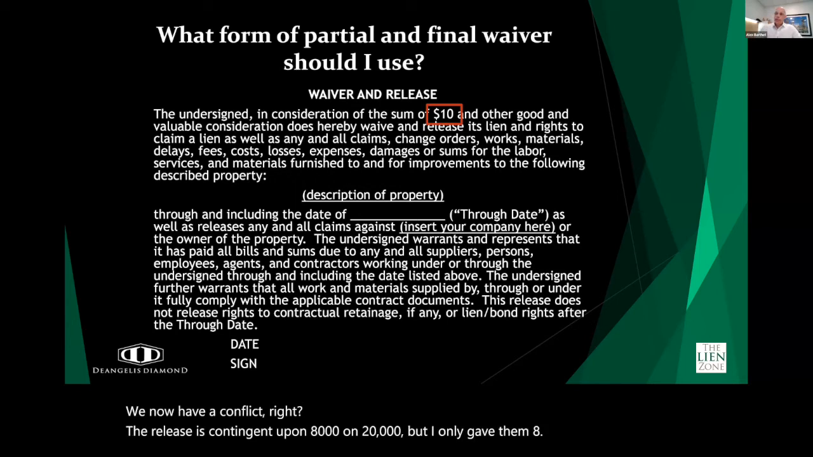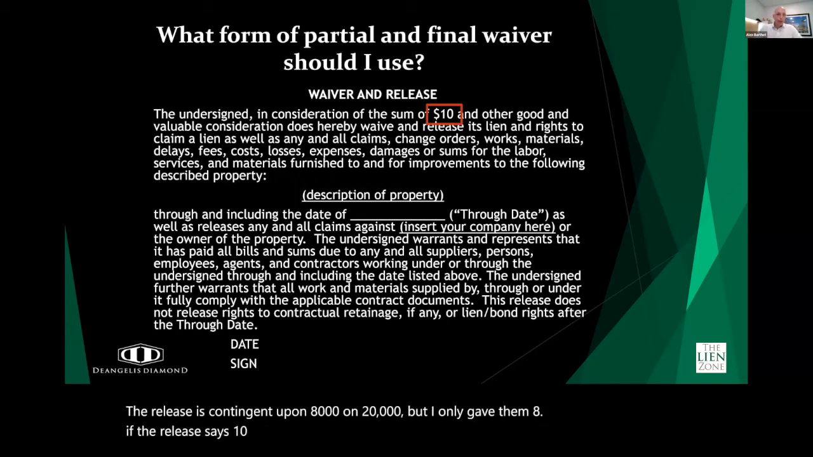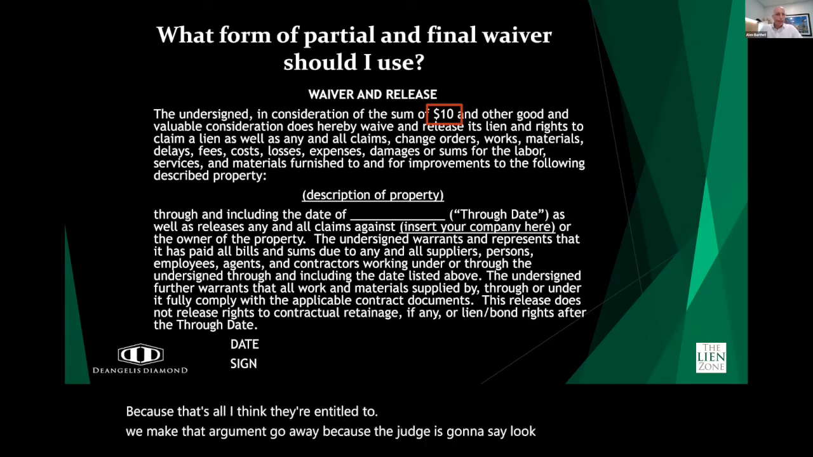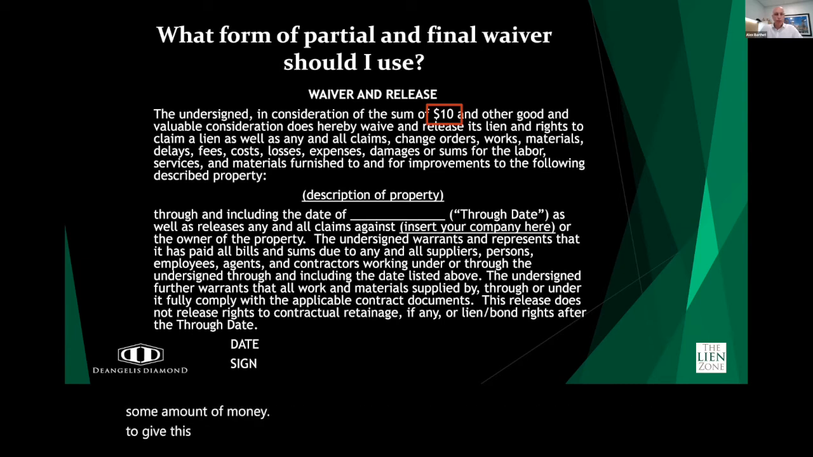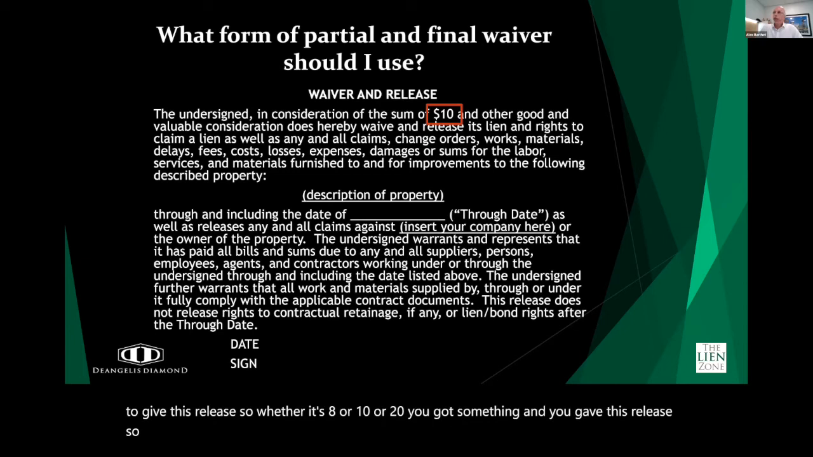If the release says $10 and they're expecting 20, but I only give them 8, because that's all I think they're entitled to, we make that argument go away, because the judge is going to say, look, you decided to take some amount of money to give this release. So whether it's 8 or 10 or 20, you got something and you gave this release, so it's going to be effective. So saying $10 is a great way to avoid an argument about how much the check should be for that period of time.